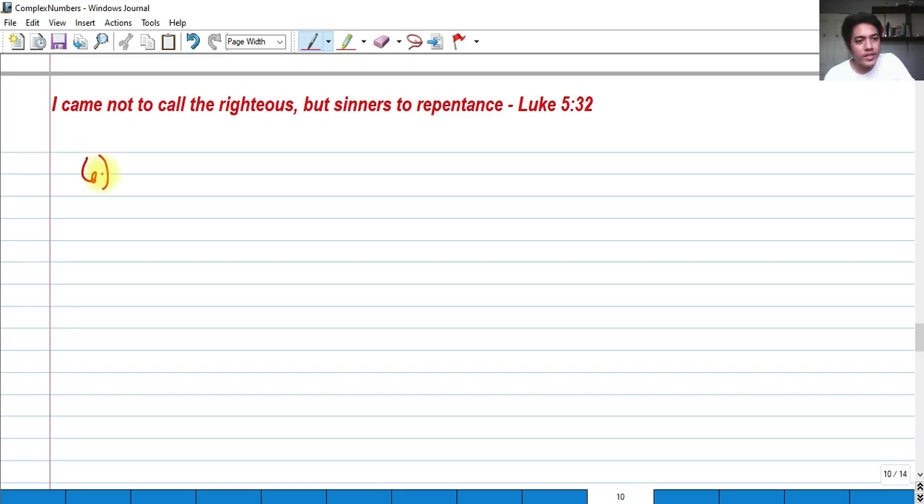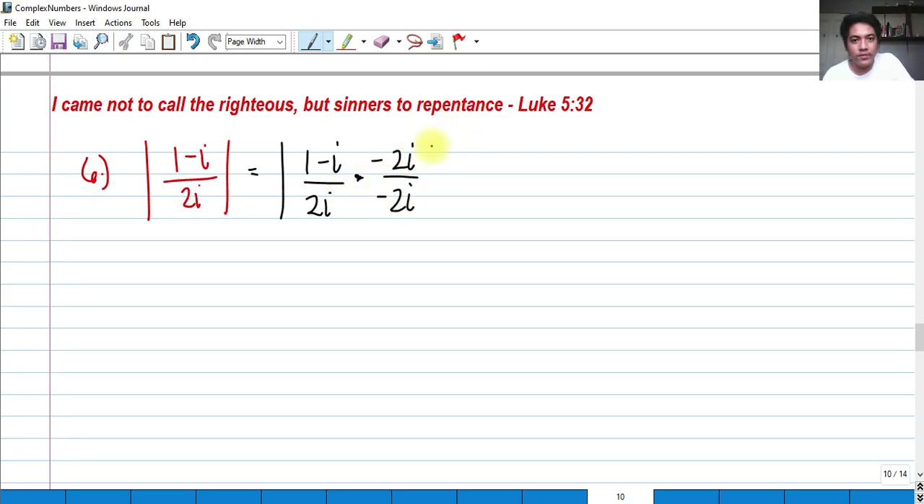Okay, for number 6, let's try the problem 1 minus I over 2I. Same process that we're going to use here. We multiply the imaginary number by the conjugate of the denominator. So we have negative 2I multiplied by negative 2I over negative 2I. Then we have the result as negative 2I plus 2I squared over negative 4I squared.